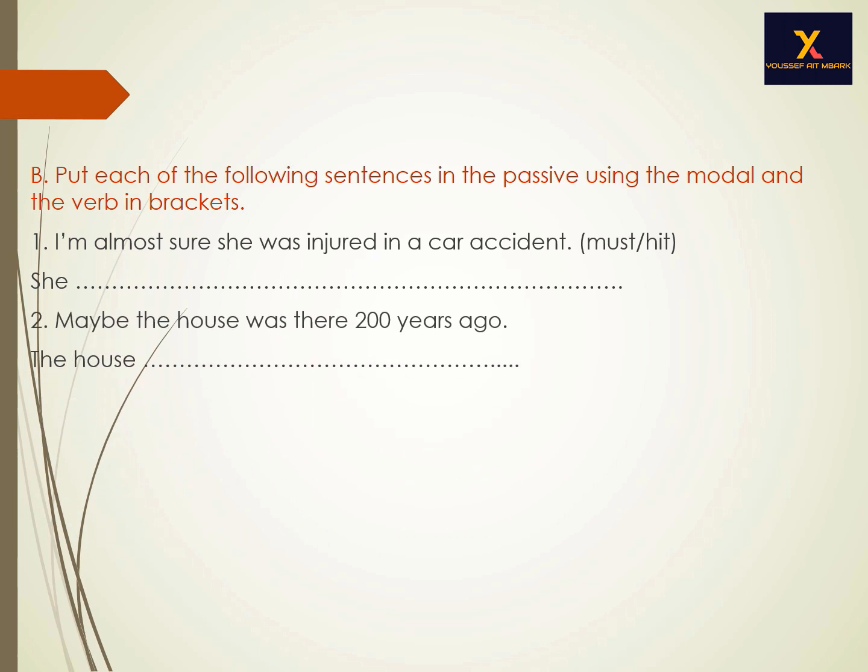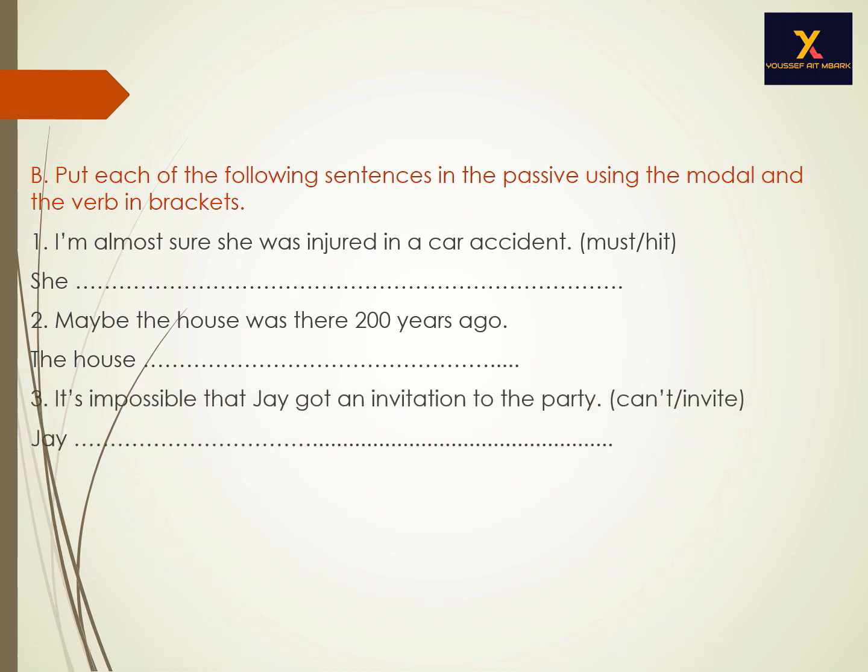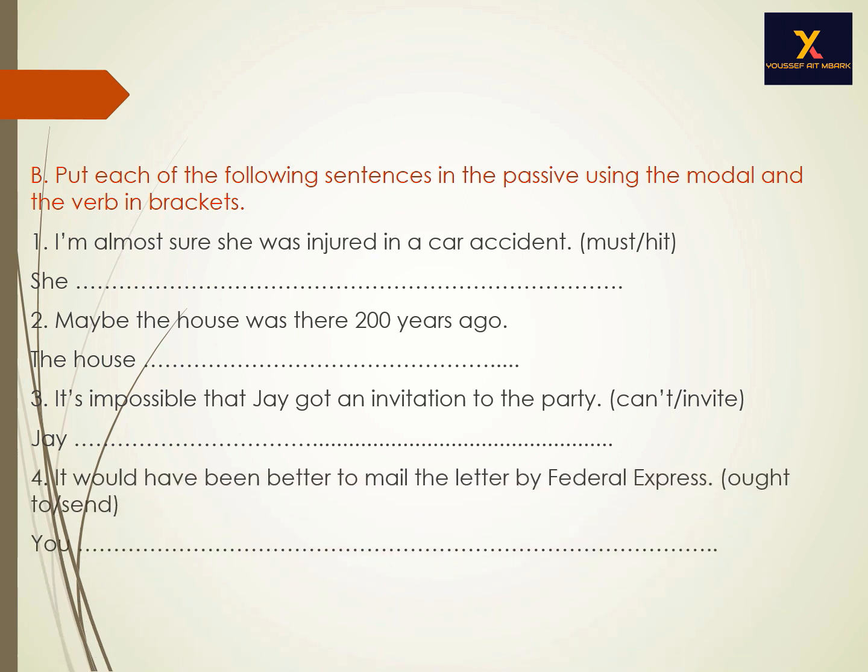Number 2. Maybe the house was there 200 years ago. The house. Number 3. It's impossible that Jay got an invitation to the party. Can't invite Jay. Number 4. It would have been better to mail the letter by Federal Express. Ought to send you.